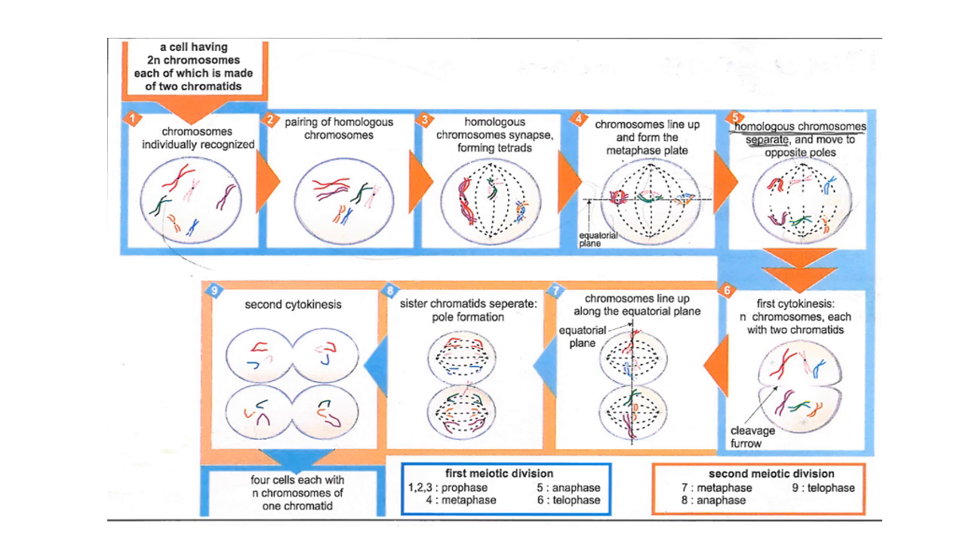Now we will talk about the two divisions of meiosis, meiosis 1 and meiosis 2. Meiosis 1 is the reductional division, where the number of chromosomes is reduced from 2n to n per cell, and meiosis 2 is the equational division, where the number of chromosomes remains n per cell.